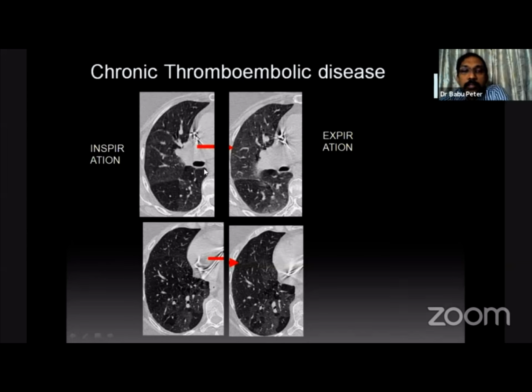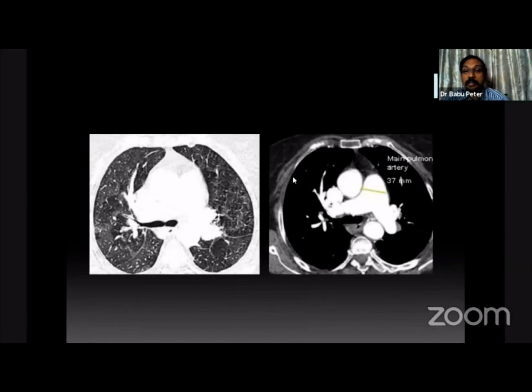And this is again an inspiratory scan compared with an expiratory scan here. And again, no areas of air trapping are evident in these patients with chronic thromboembolic disease. So here you can see the significantly dilated main pulmonary artery, which is more than 37 millimeters. And we should know the dilatation of the main pulmonary artery.